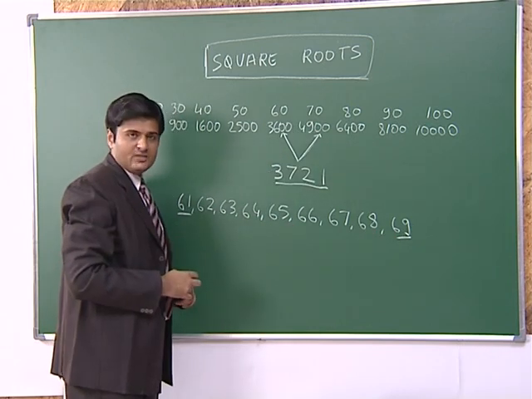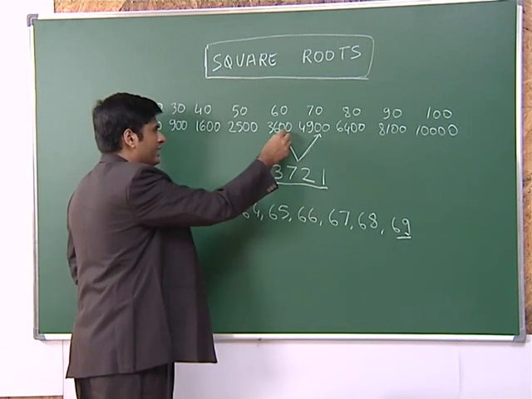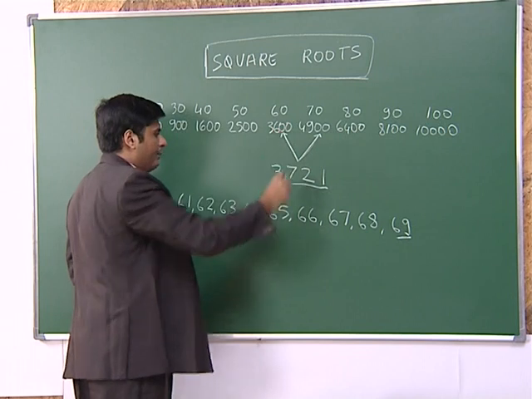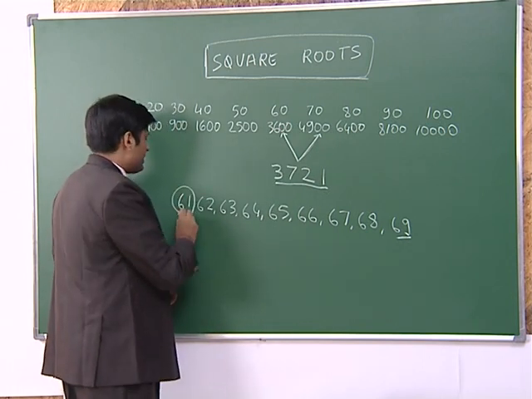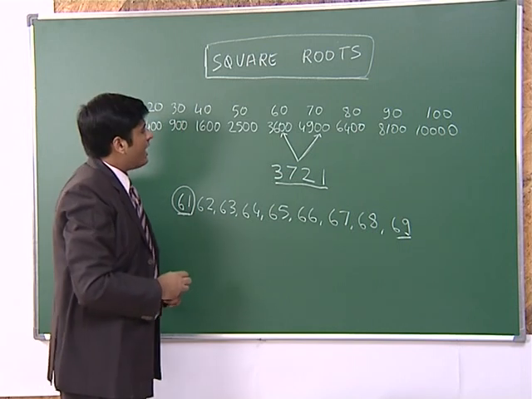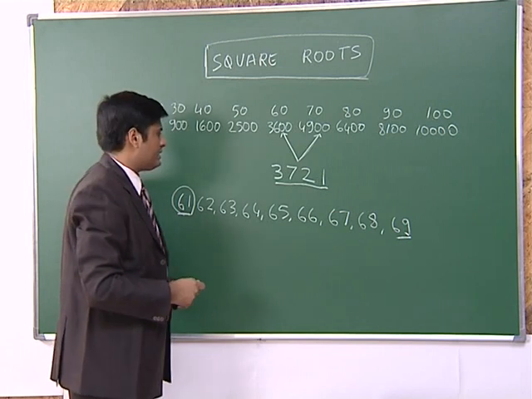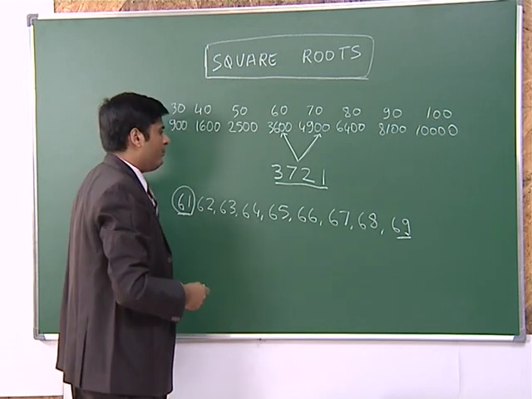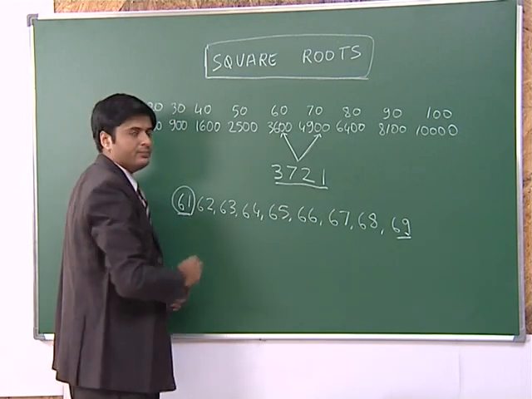In this case, friends, we see 3721 is closer to 3600, the smaller number. That means out of these two, the smaller number 61 is our answer. Had it been closer to the bigger number, we would have taken 69 as the answer. So here, friends, we know the square root of 3721 is 61.